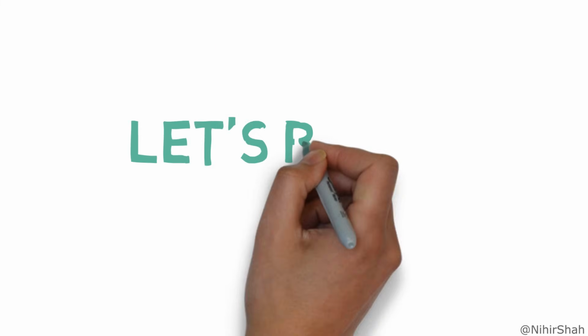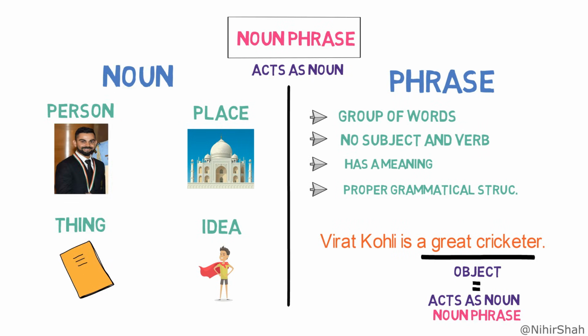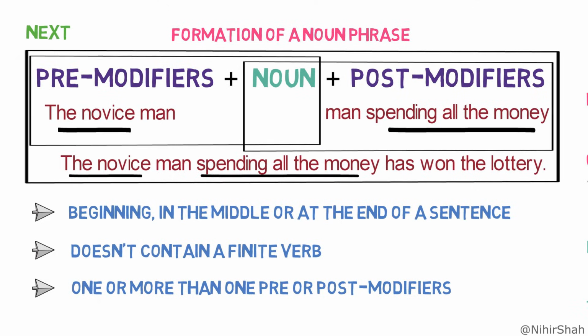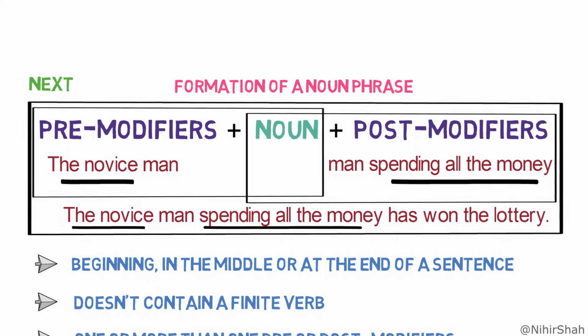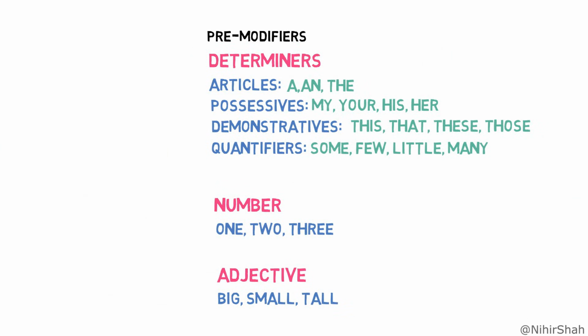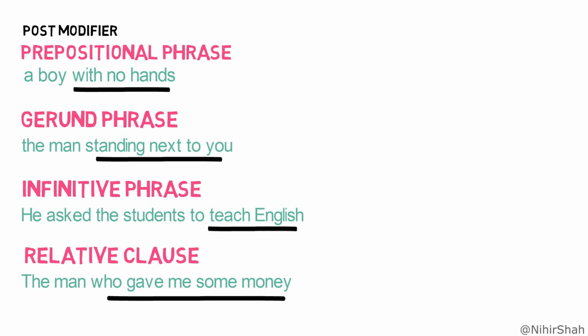Let's quickly revise what we learned in this lesson. First, we understood what is a noun phrase. A noun phrase is made of 2 words, noun plus phrase, and acts as a noun in the sentence. Next, we learned the formation of a noun phrase, which has a structure like this: pre-modifiers plus noun plus post modifiers. Pre-modifiers could be determiners, numbers, or adjectives, and post modifiers could be prepositional phrase, gerunds, infinitives, or relative clause.